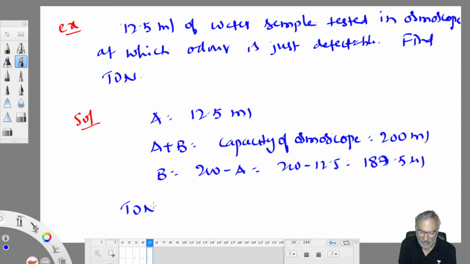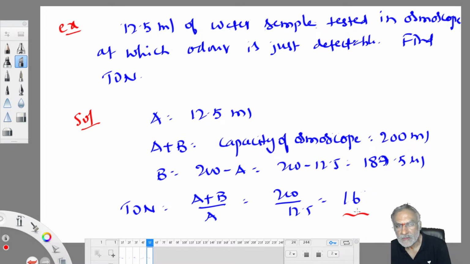Therefore, threshold odor number is equal to A plus B by A, with the B value indirectly given. So it is 200 by 12.5. It is 16. Sorry, I said it wrongly earlier. That was the answer for this question. This is how we can work out.